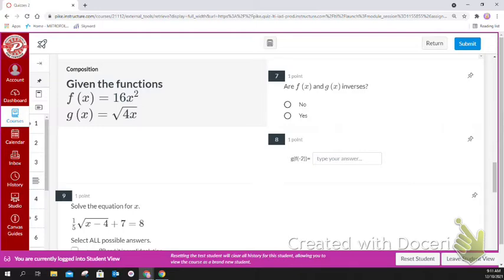Then for question number 8, first you want to take the 2, substitute it into the f function. So take 16 times 2 squared. Go ahead and type that in your calculator. So everyone take 16 times 2 squared. See what you get.